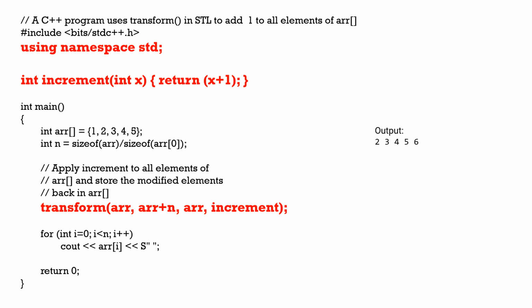So this loop iterates through the elements of the array arr and prints each element followed by a space, and it returns 0, which indicates successful termination of the main function.